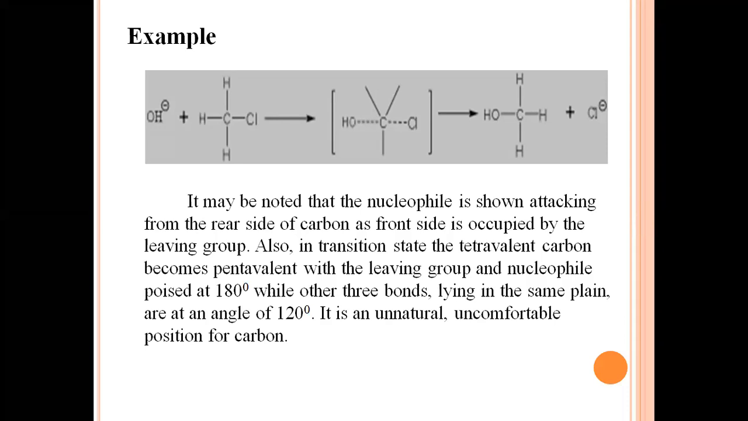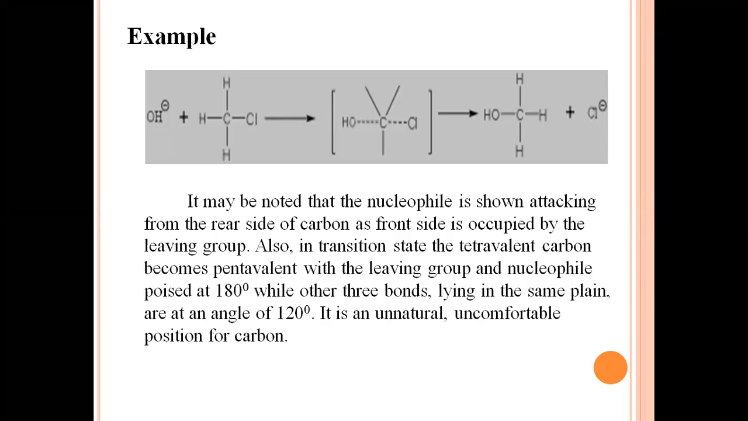and the other three bonds, that is carbon and hydrogen, lying in the same plane, are at an angle of 120 degrees. So the angle between the carbon and hydrogen bonds is 120 degrees. It is an unnatural, uncomfortable position for the carbon.